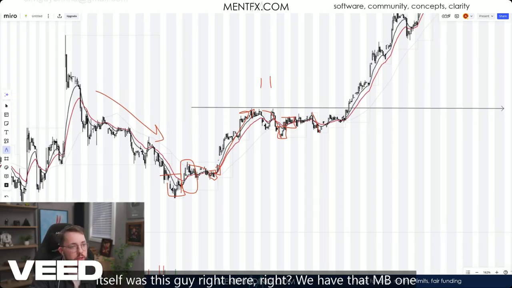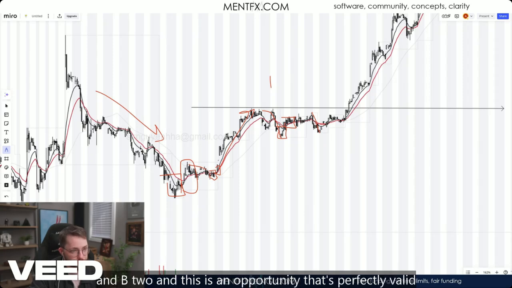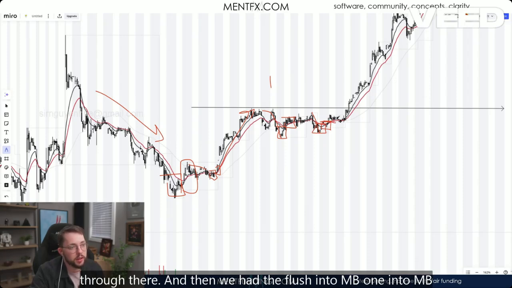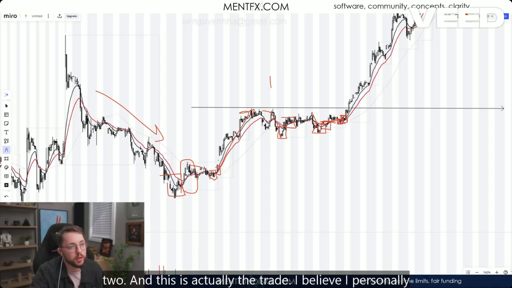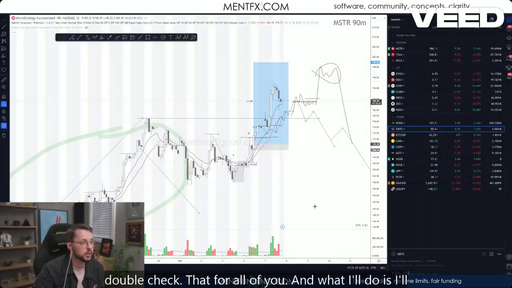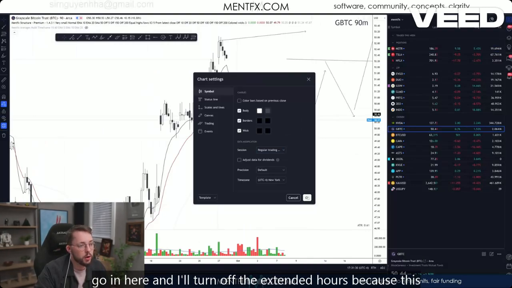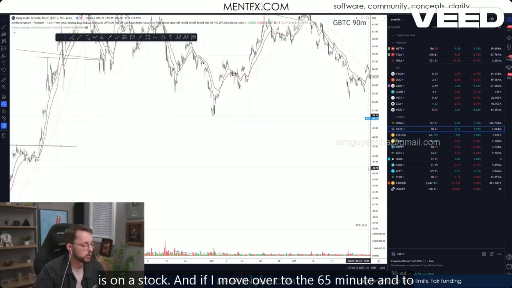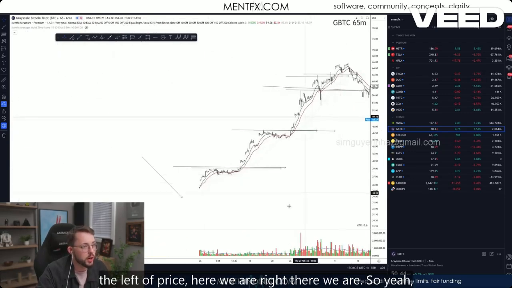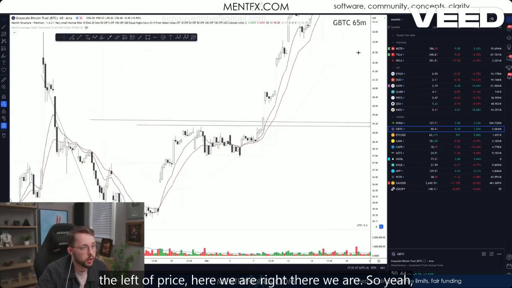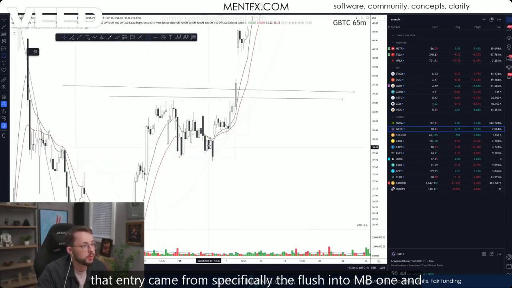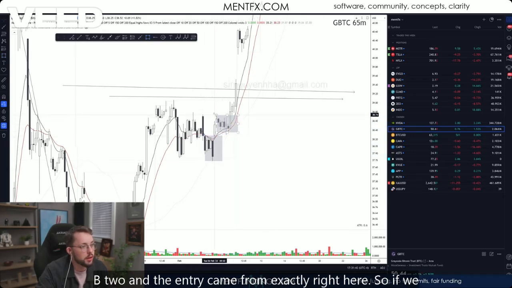However, the trade itself was this guy right here, right? We had that MB1, MB2, and this was an opportunity that's perfectly valid through there. And then we had the flush into MB1, into MB2, and this is actually the trade I believe I personally traded. So I can go and find it right now just to double check that for all of you. And what I'll do is I'll go in here and turn off the extended hours because this is on a stock. And if I move over to the 65-minute and to the left of price, here we are, right? There we are. So yeah, that entry came from specifically the flush into MB1, MB2, and the entry came from exactly right here.